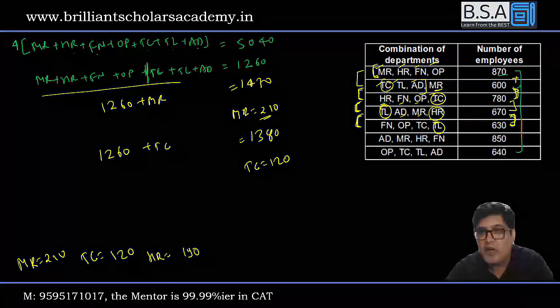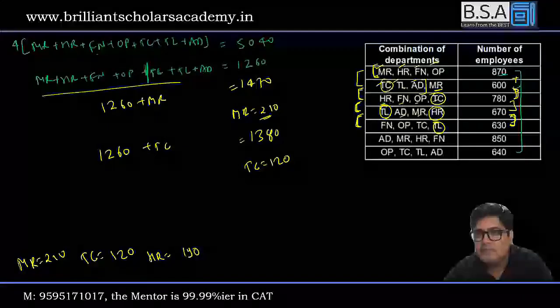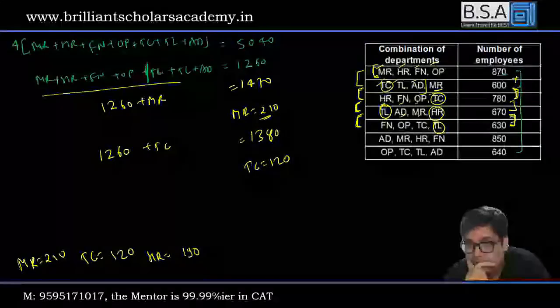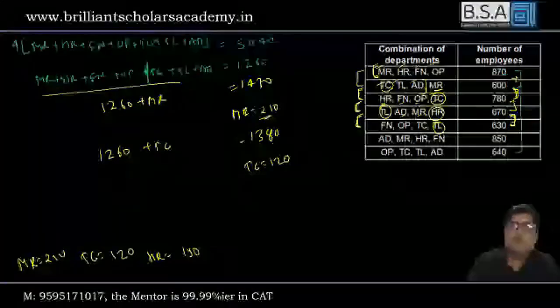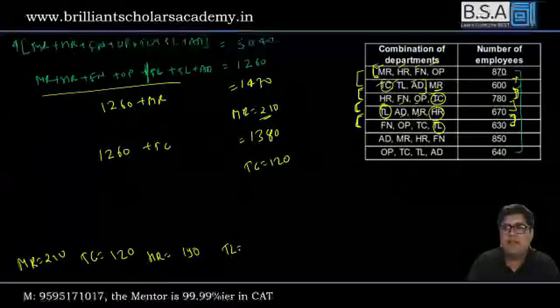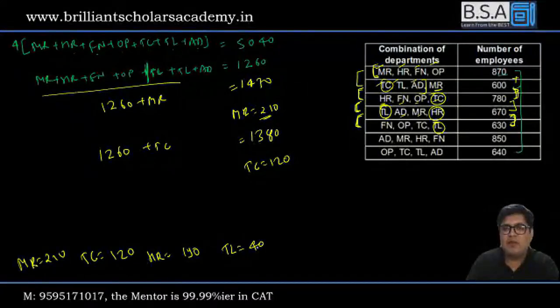670 plus 6 calculation mistakes. TL, I am getting the value of TL as 40. 670, 630 minus 1260. TL, I am getting the value as 40. Verify along with me. Look at the line number 6 and 7.